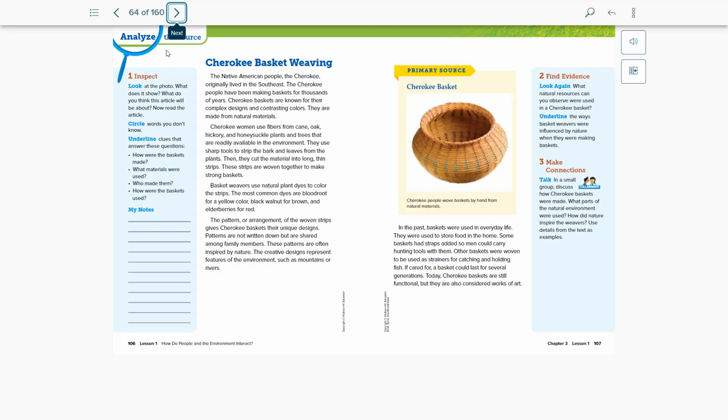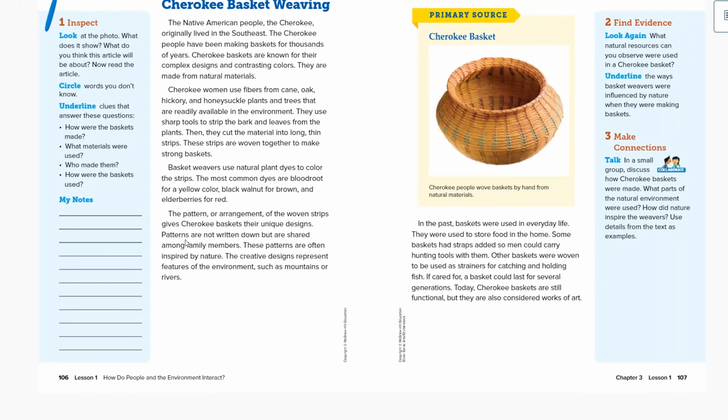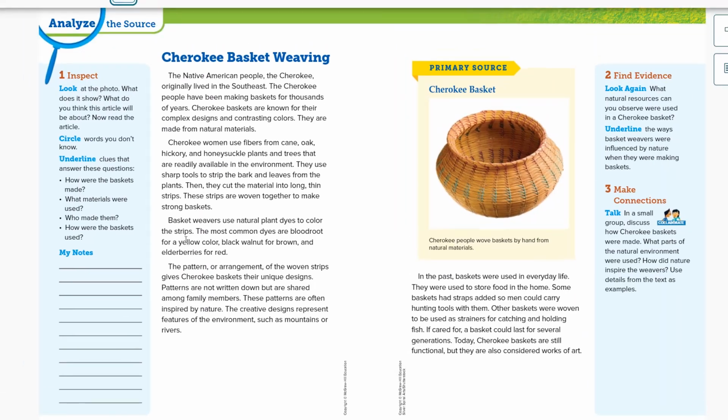So let's go ahead and open up our workbooks to page 106. And we're going to start by looking, as always, at the blue bars on the side so that we can begin doing our work and annotating on these pages. On the left side, it says, look at the photo. What does it show? What do you think this article will be about? Now read the article. Circle words that you don't know. Underline clues that answer the questions.